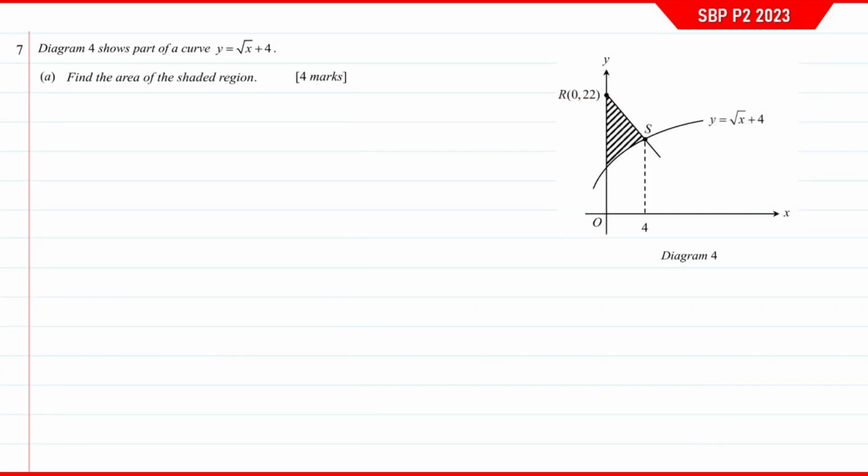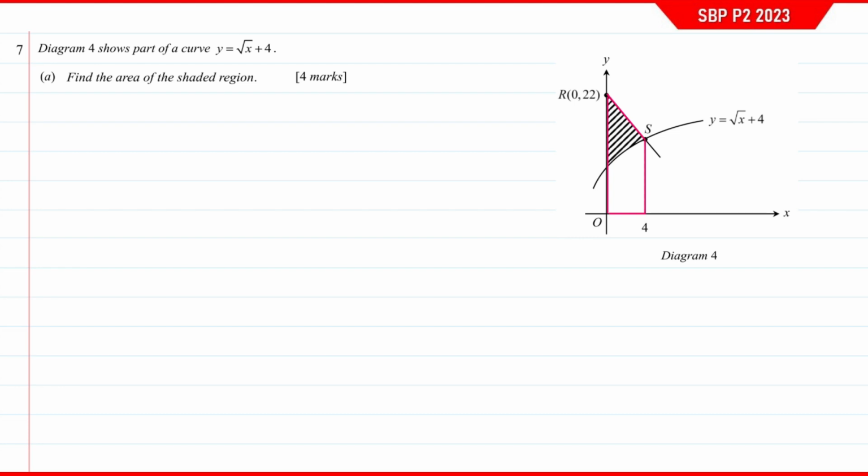Question 7. Diagram 4 shows parts of a curve y equal to square root x plus 4. Find the area of the shaded region. To find the area of the shaded region, we can use the area of the trapezium here minus the area under the curve here.